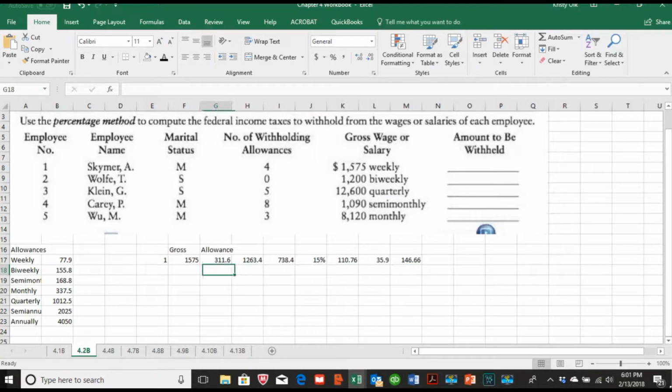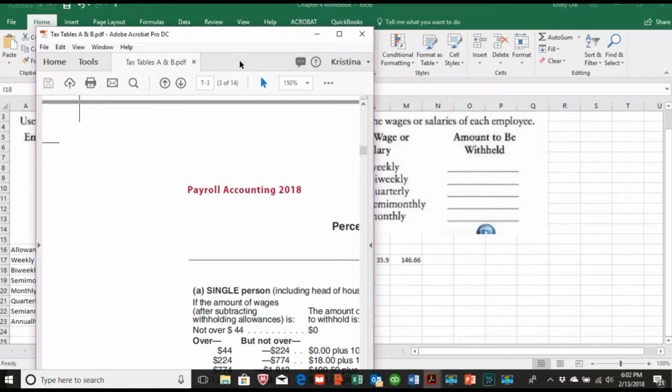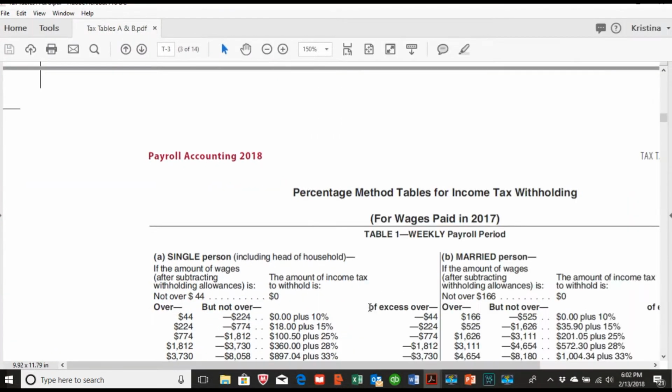Now for employee number 2. This gentleman is single, claiming 0. He is paid $1,200 biweekly. So number 2 is $1,200. His allowance is $155. Actually, he has 0. So it's actually 0. Sorry. So it's $1,200. So let's come to the biweekly single person tables and look for 1,200.